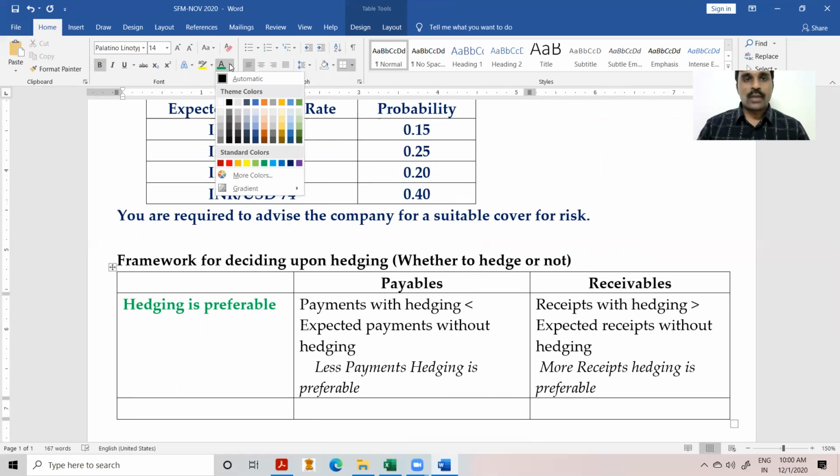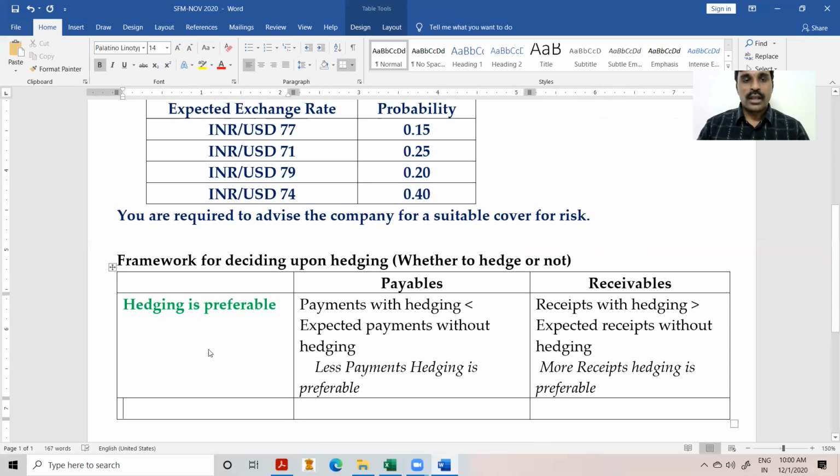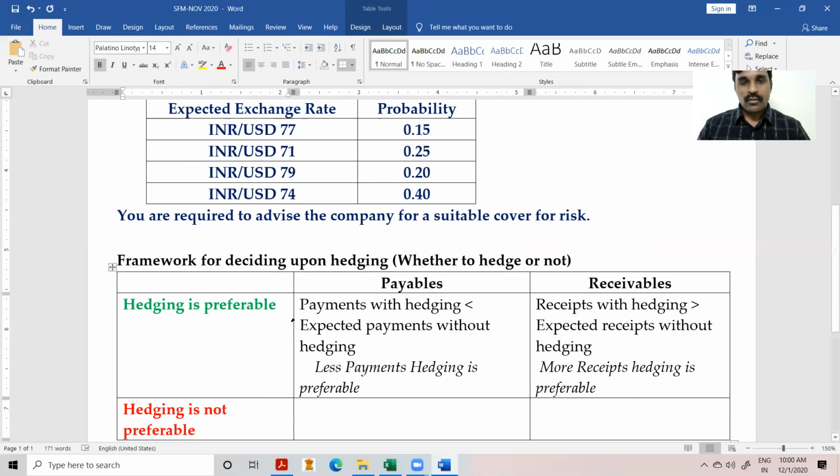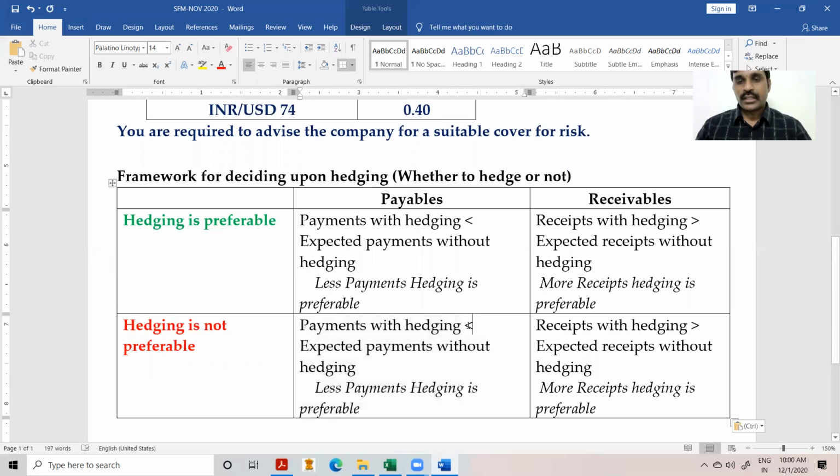Next, hedging is not preferable when the opposite is true. For payments, when the payments with hedging are more than the expected payments without hedging, more payments means hedging is not preferable.